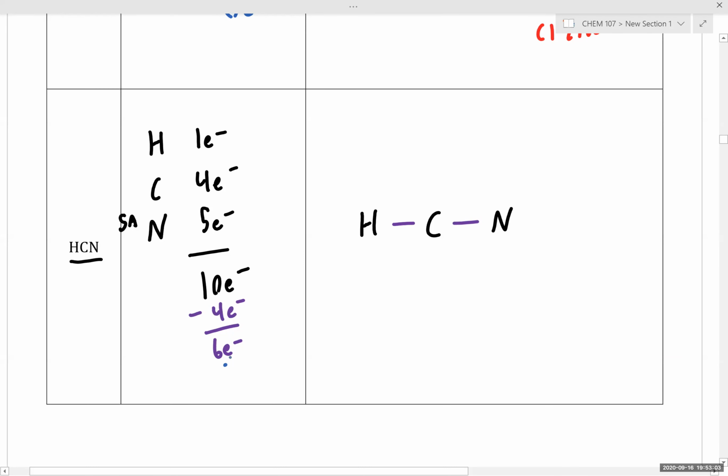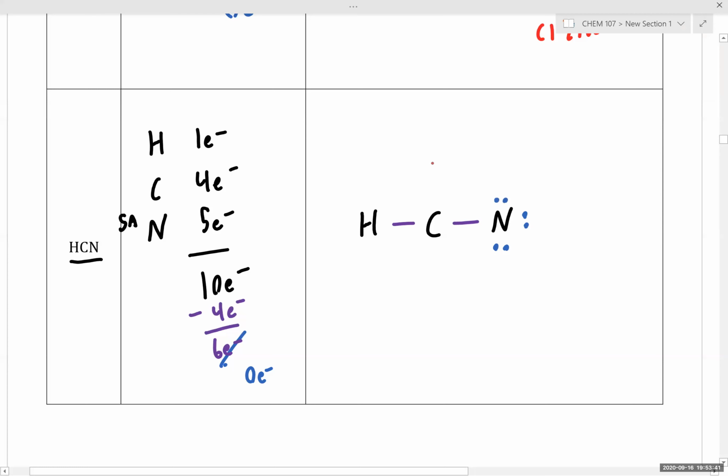What atom has an incomplete octet? Carbon and nitrogen. Exactly right. And which atom do we place our lone pairs on first? Which atom is more electronegative or on the outside? Nitrogen. Nitrogen, yep. So we're going to take our 6 electrons and put them on nitrogen. We have 0 electrons remaining.